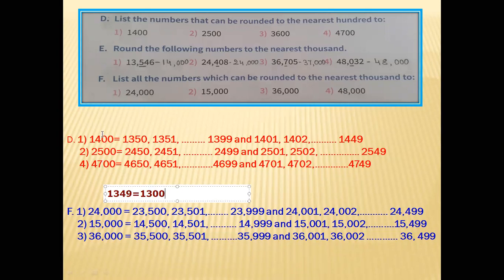Now here we want 1400. Which numbers are nearest to 1400? So from 1350, it equals 1400 because in the tens place 5 is there. This 3 changes to 4. So 1400. Right, 1350 equals 1400. 1351 also equals 1400. From 1350 to 1449, up to 1449, this equals 1400.